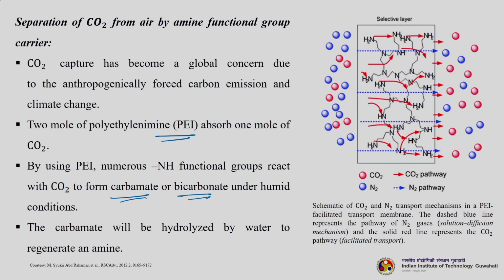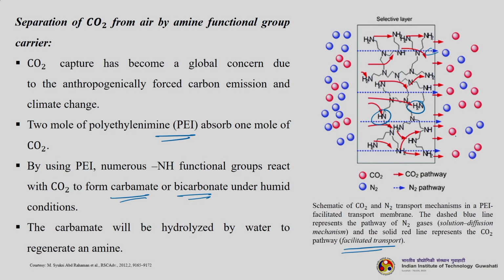So, you can see the dashed lines, these lines. It is actually the pathway for nitrogen gases. The nitrogen is getting transported, whatever amount, which is much lesser than that of the carbon dioxide, of course. The mechanism for this transport is solution diffusion, whereas carbon dioxide is getting transported through the facilitated transport by binding with the NH groups already present in the membrane.